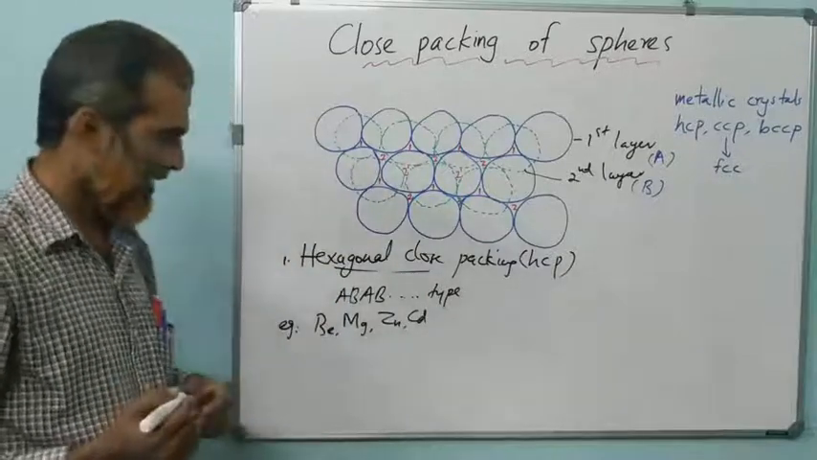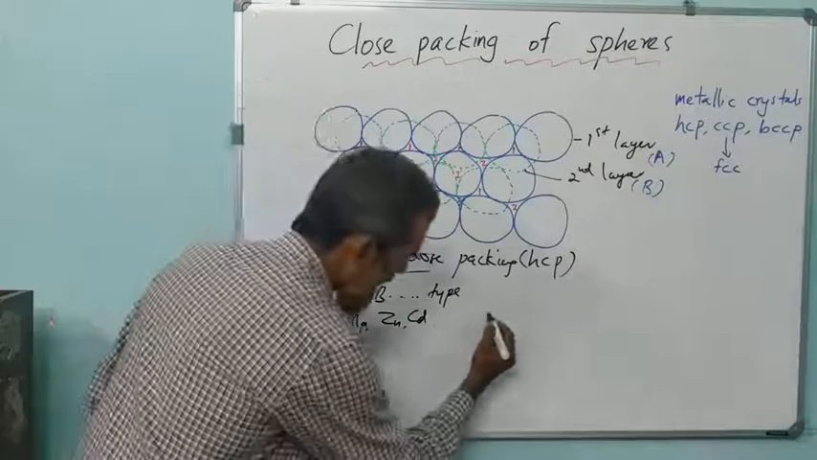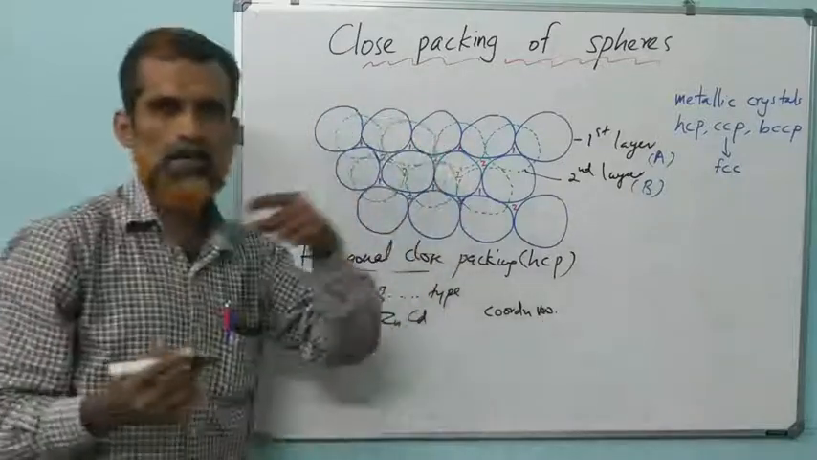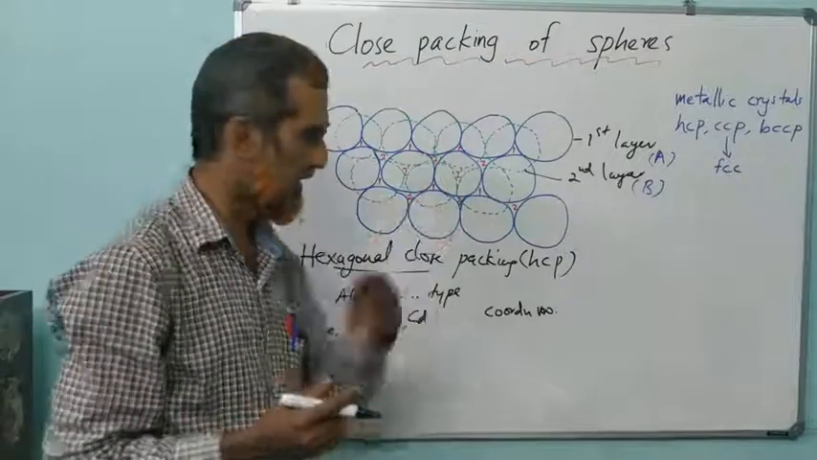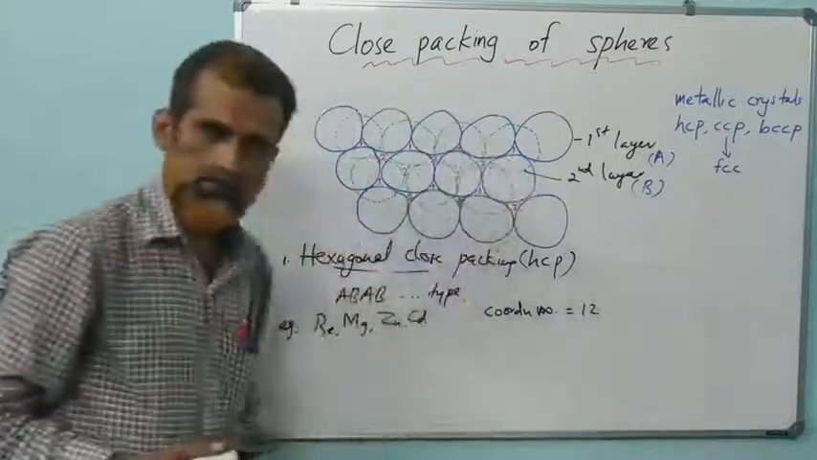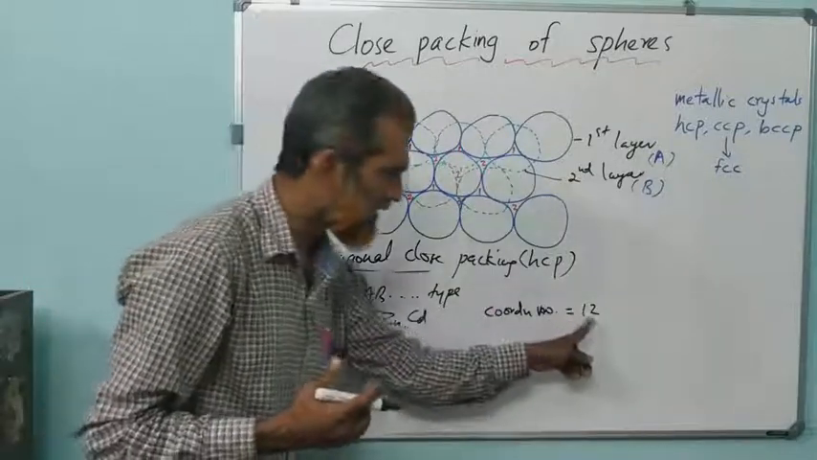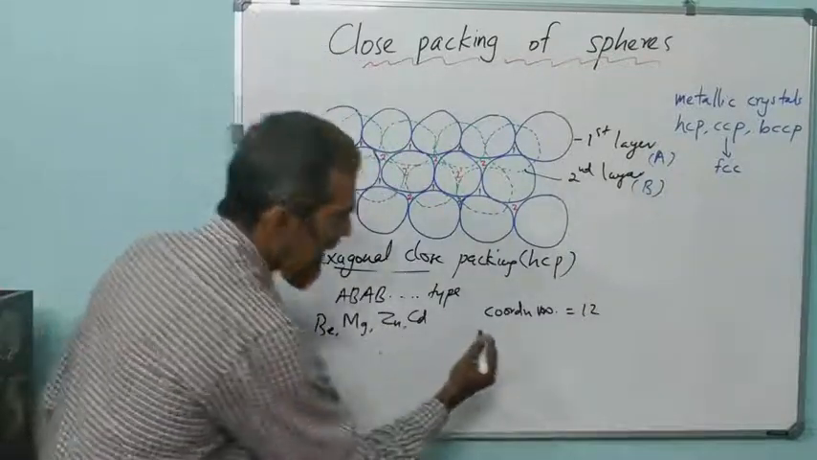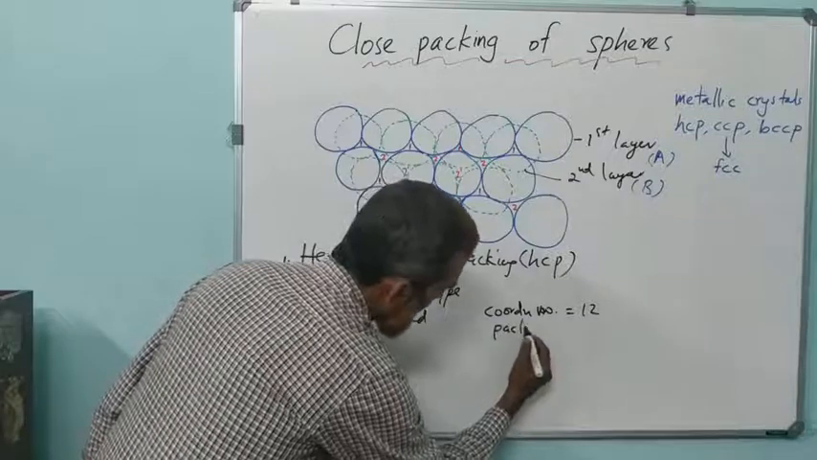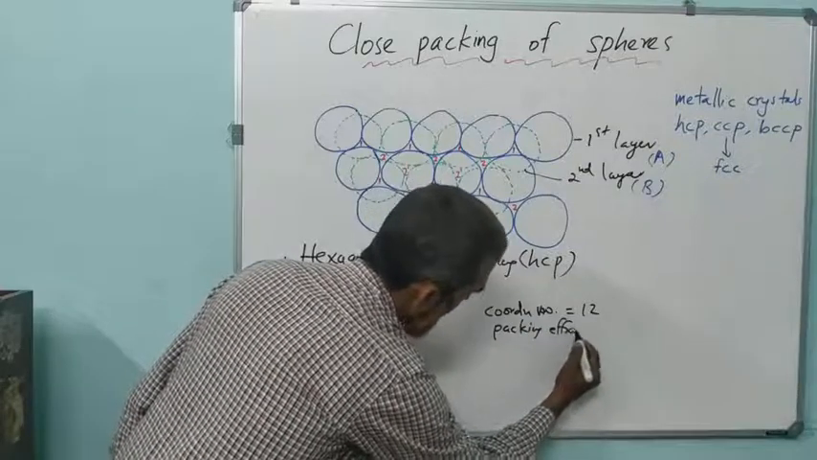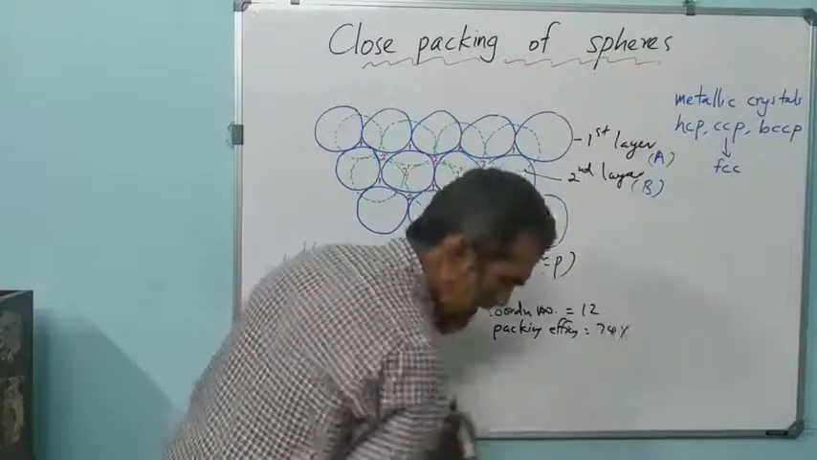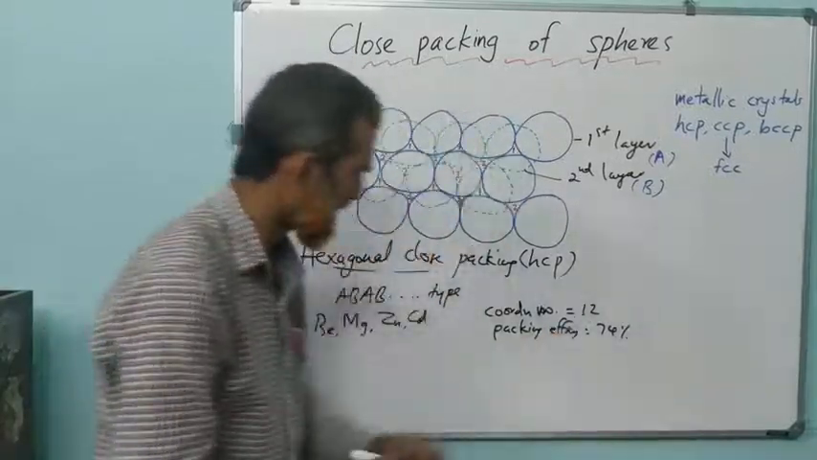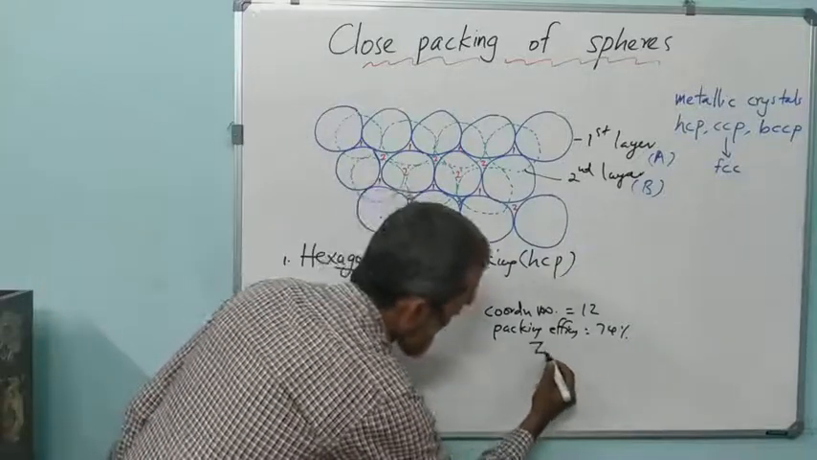fall under this category. For this HCP close packing, see the coordination number. What is coordination number? The number of particles around touching a given particle in the crystal lattice. You can see it is 12. Right? This is maximum efficient packing. This number you may remember, that in FCC also we have seen that the coordination number is 12. And the packing efficiency of this is 74%. That is again the same as this FCC, 74%.